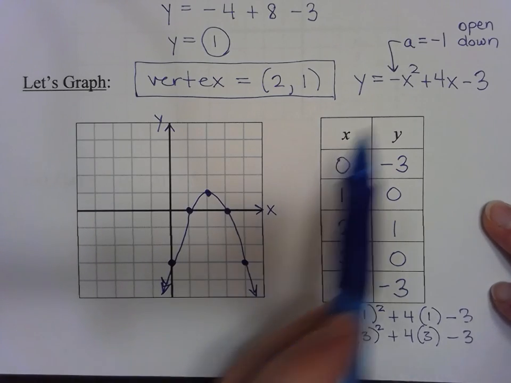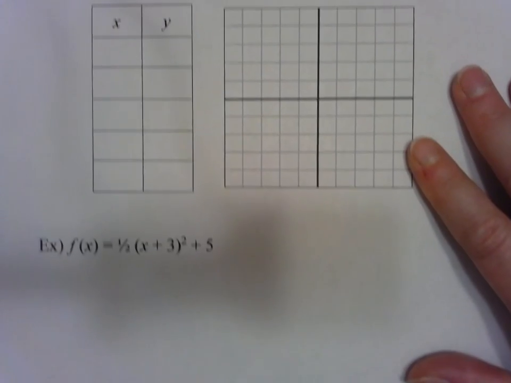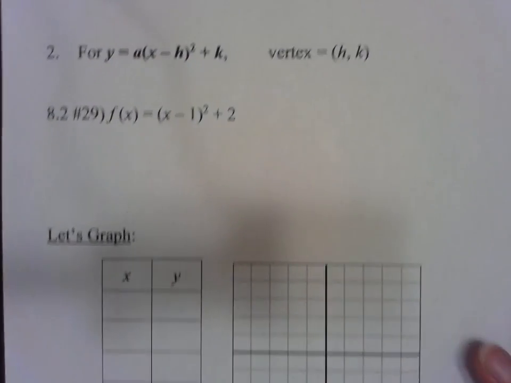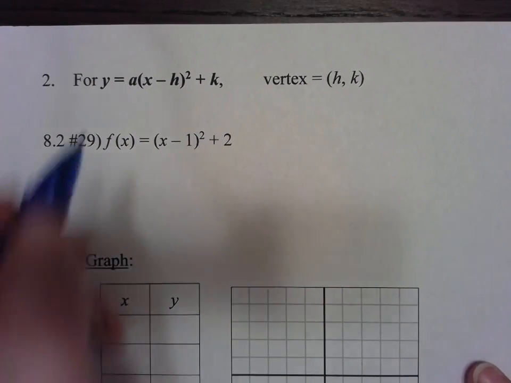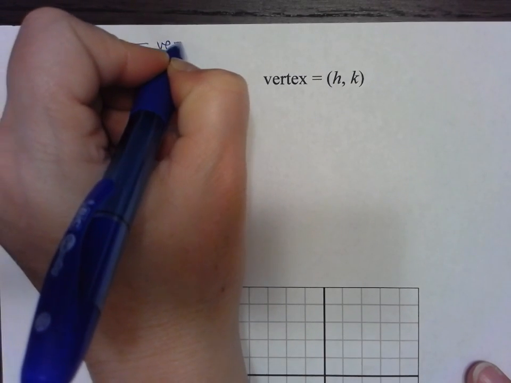All right, so this one was in general form. Now let's take a look at an example in vertex form. Okay, so this is vertex form.